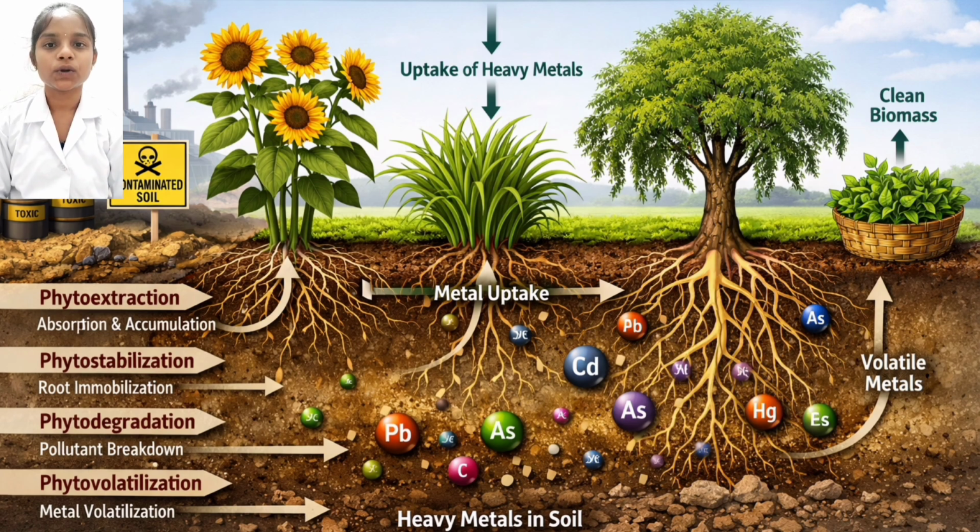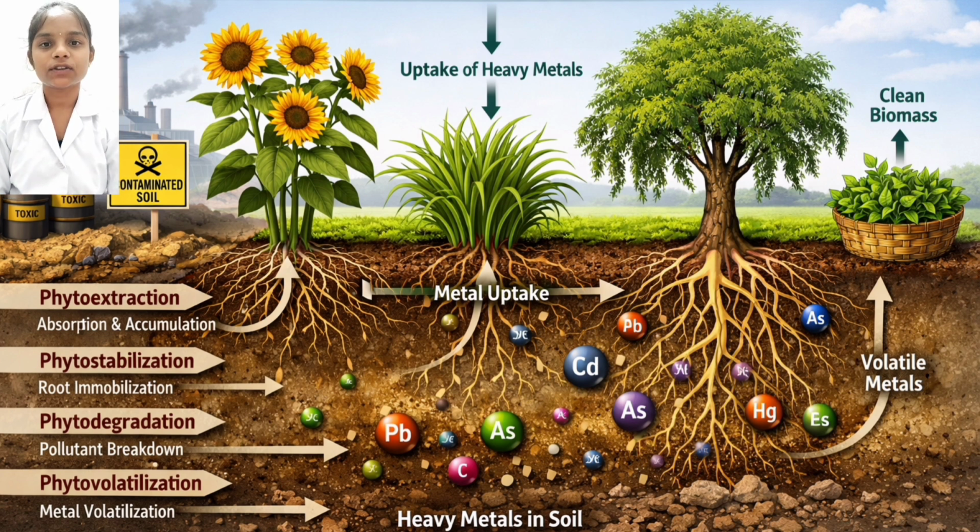Phytodegradation, which means pollutant breakdown. In phytodegradation, plants break down organic pollutants into less harmful substances. Enzymes present in plant tissues help in degradation. This method is mainly useful for organic contaminants, but it supports overall soil health.